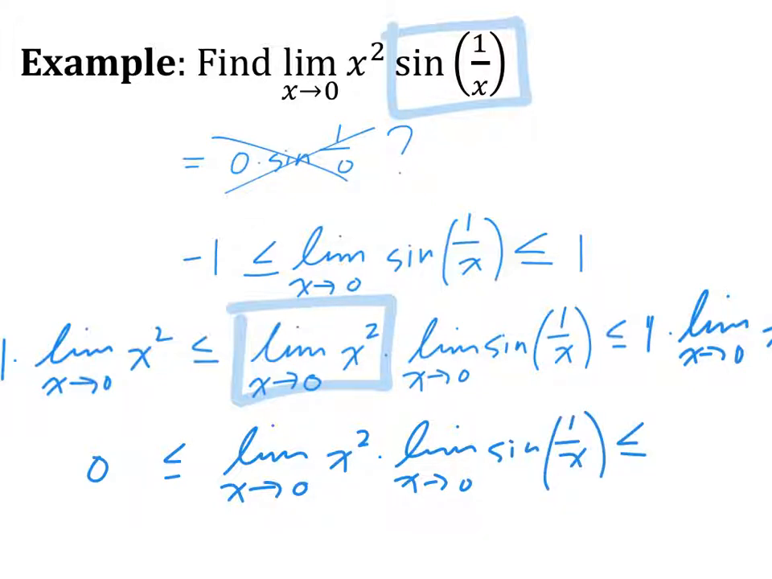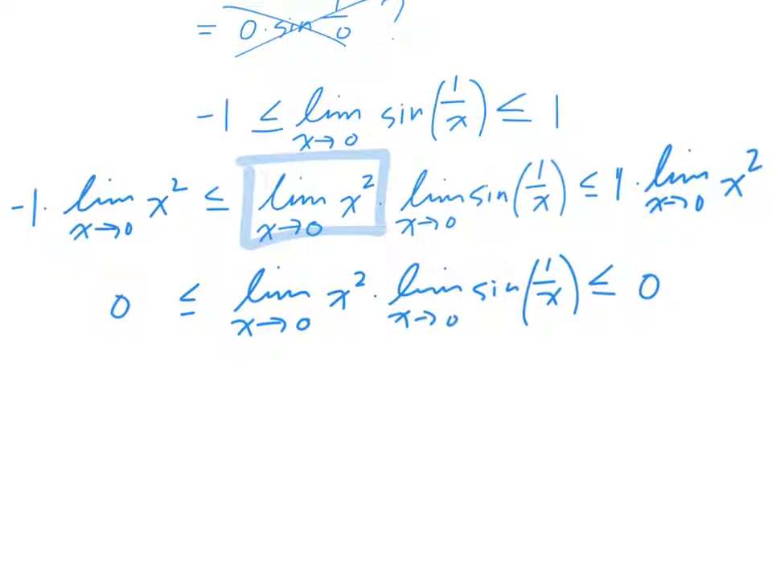Okay, on the right-hand side, we have 1 times limit as x goes to 0 of x squared. So what is limit as x goes to 0 of x squared? Also 0. So 0 times 1 is 0. So that goes there. So my function is now squeezed between two zeros. So then what is my limit? 0.